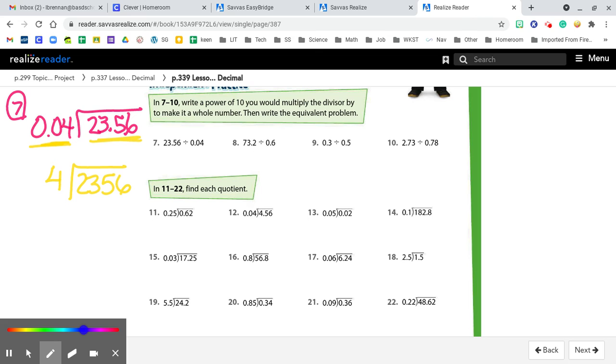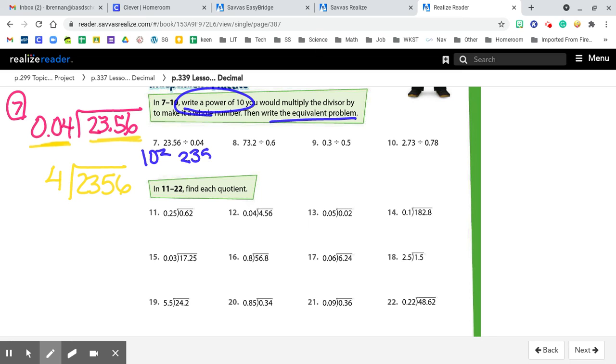On this you only actually have to write the power of 10 you would multiply and then write the equation. So you multiply this by 100, which is 10 to the second, and my equation would be 2356 divided by the whole number 4. This guy I'm going to need to multiply by 10 to get the decimal out of the way. So I'm going to be doing 732 divided by 6.